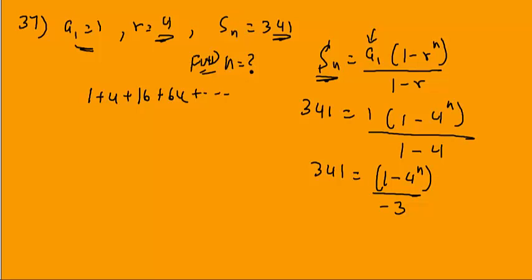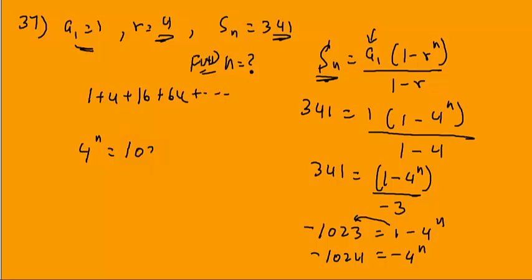Okay, so I'm going to multiply 341 by negative 3, so 341 times negative 3 is going to give me negative 1023, which is equal to 1 minus 4 to the n. I'm going to take the 1 over to the other side, becomes negative, so I get negative 1024 is equal to negative 4 to the n. I'm going to divide both sides by negative 1. So I'm going to get 4 to the n is equal to 1024. Now I'm in this situation where I have to solve for n.